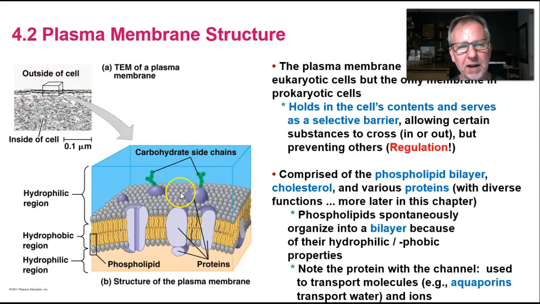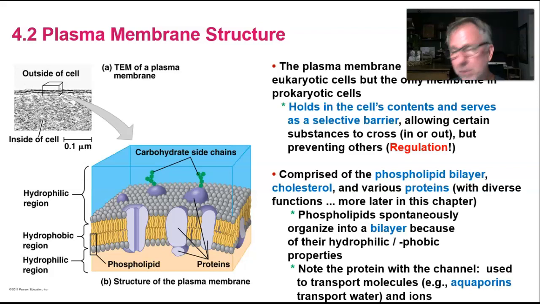Then there's a cartoony kind of figure that's showing you what the plasma membrane is made up of. And you need to really know this. The plasma membrane is made of a phospholipid bilayer, cholesterol, and different kinds of proteins that have different jobs or functions. So we'll come back to that a little bit later in the chapter. But at this point, you should know these 3 molecular components of the plasma membrane. And you can see them all labeled in the figure. Probably be a good idea for you to be able to draw something like that and label it.